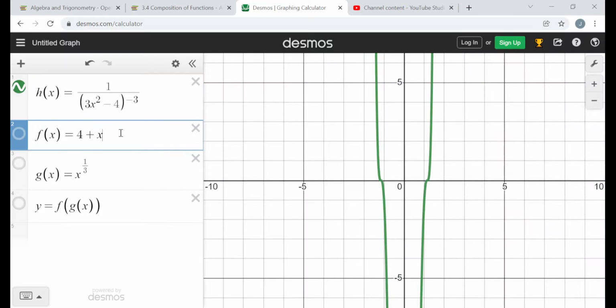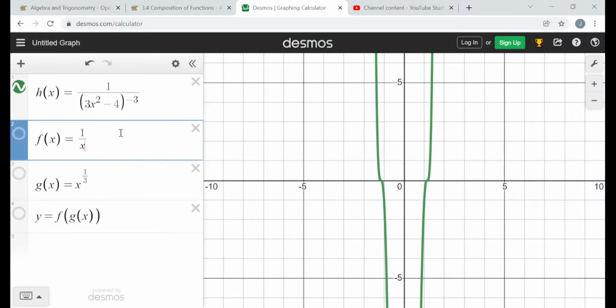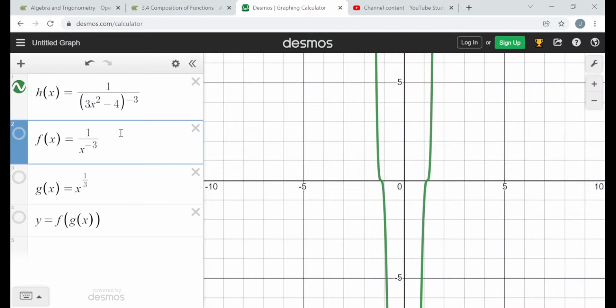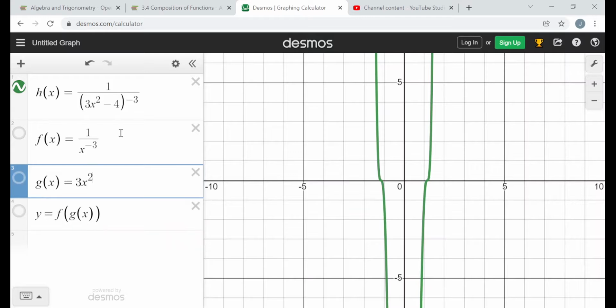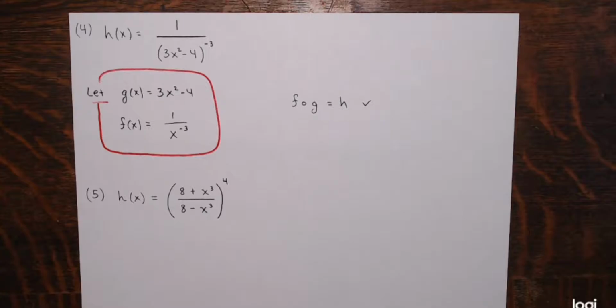Then I called f, 1 over x to the negative 3rd, and I called g 3x squared minus 4. And now let's turn on f of g, and you see it's the exact same graph, right? So those are good components. Wonderful. All right.